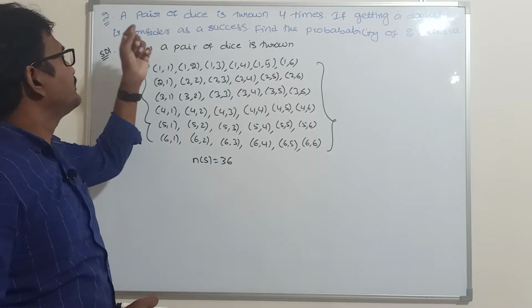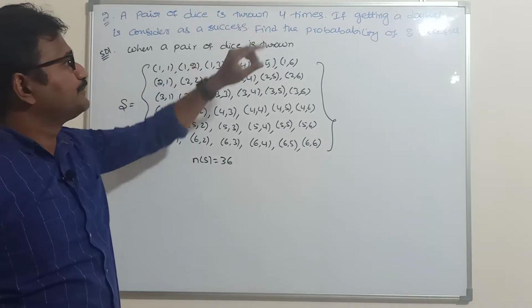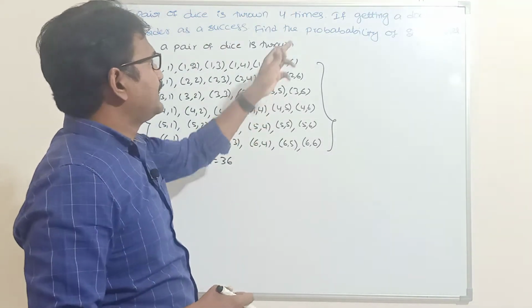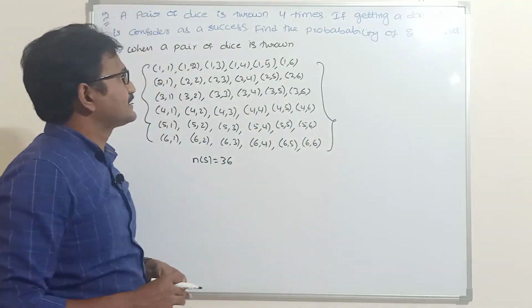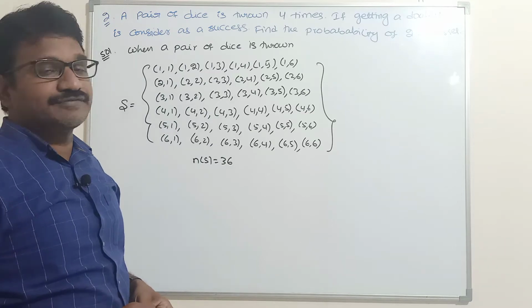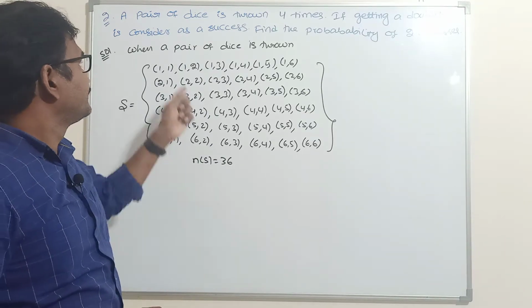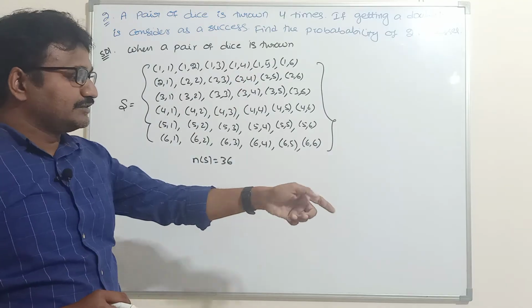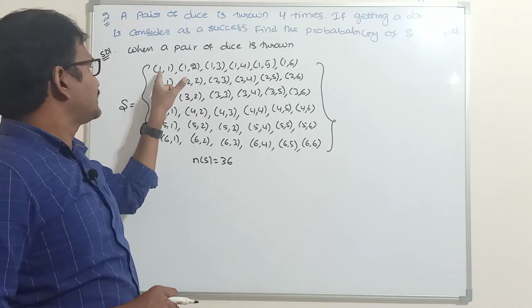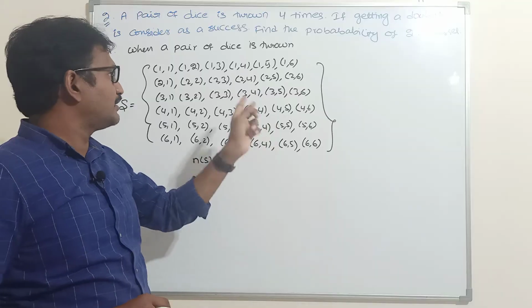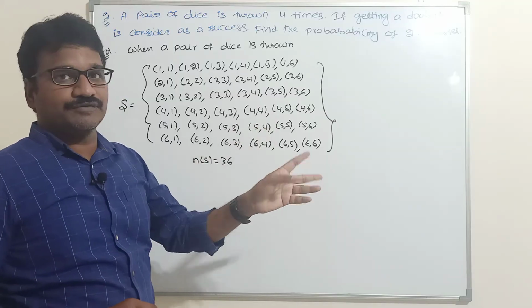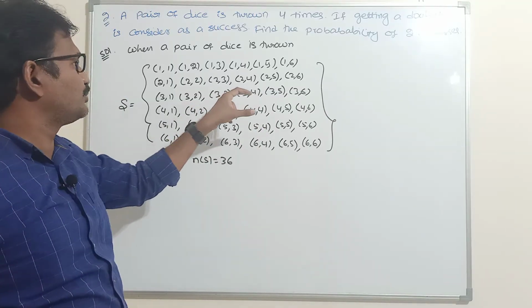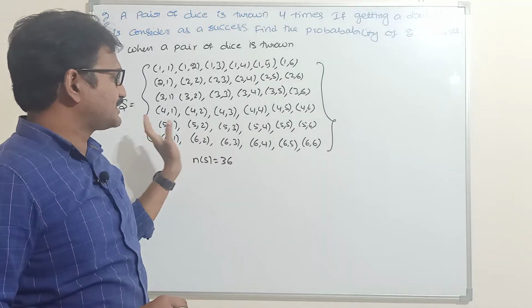Next, second problem. A pair of dice is thrown 4 times. If getting a doublet is considered as a success, find the probability of 2 successes. When a pair of dice is thrown, the dice may show 1,1, or 1,2, or 1,3, or 1,4, 1,5, 1,6, or 2,1, 2,2, 2,3, 2,4, 2,5, 2,6, like this.